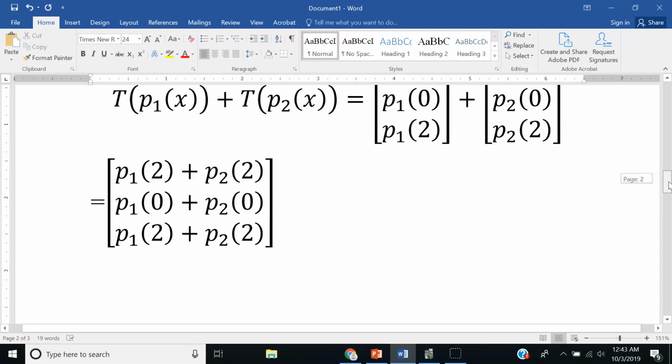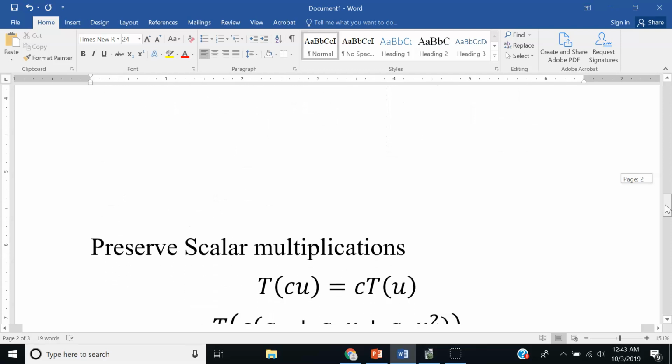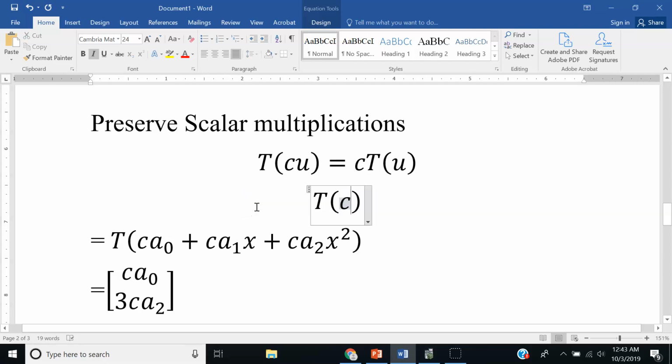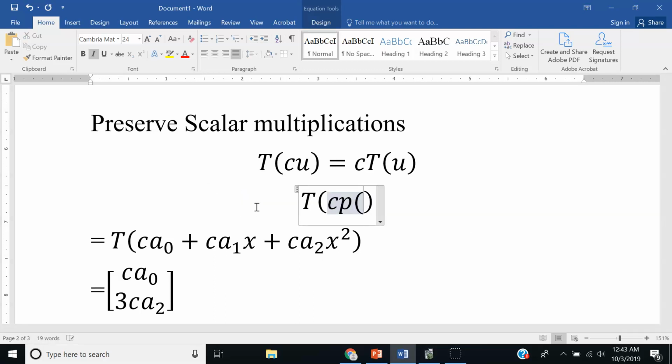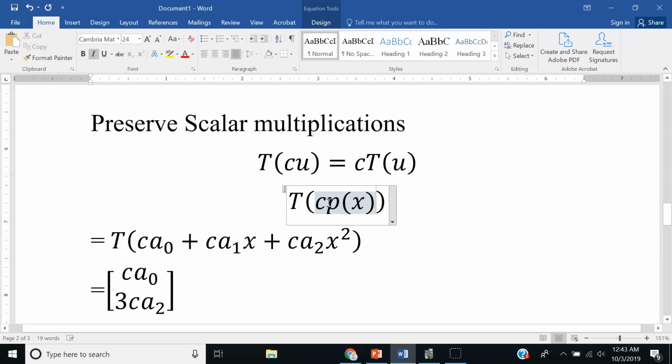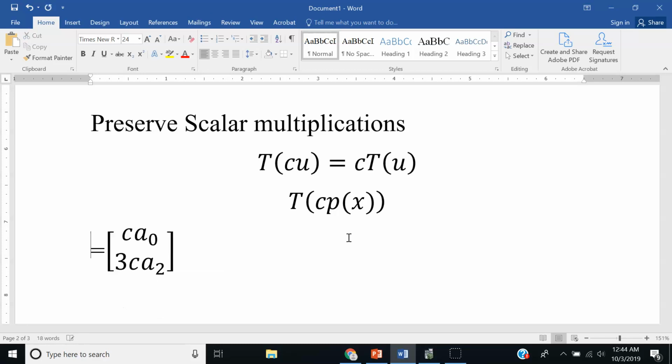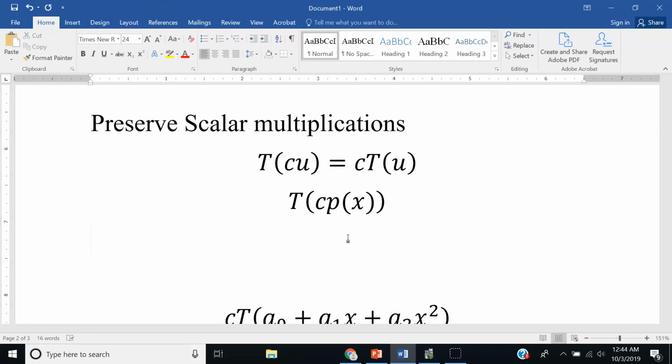Now let's think about scalar multiplication. So what we're going to do is take a scalar and multiply it times a polynomial and then transform it. And then we're going to take the scalar outside of the transformation of the polynomial.